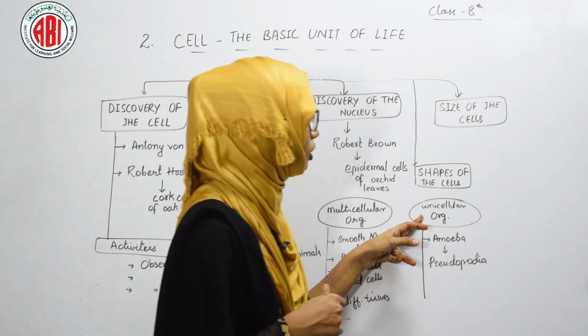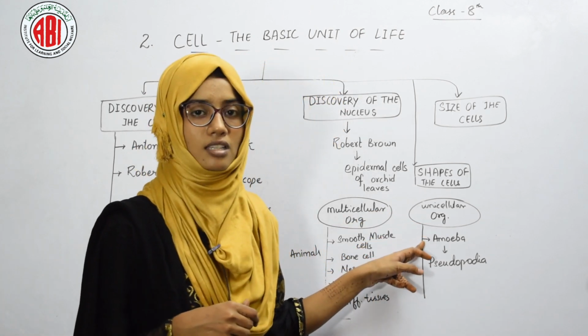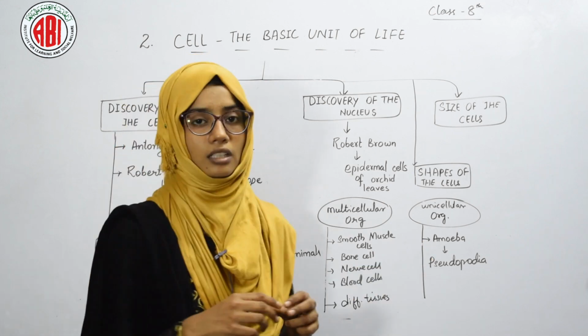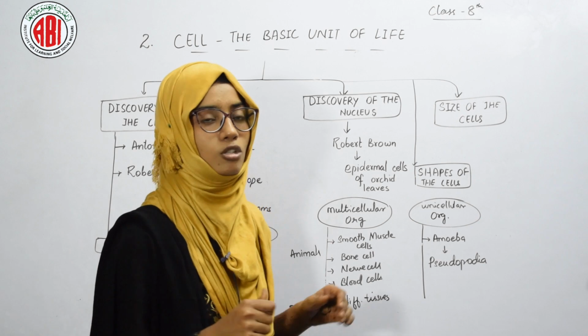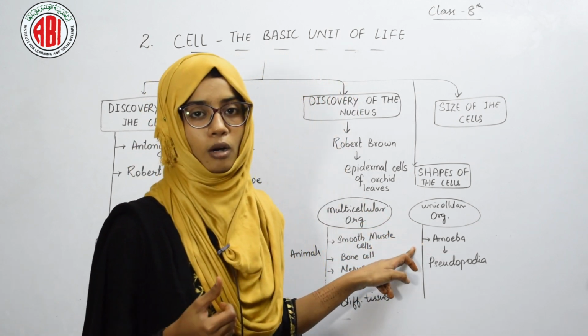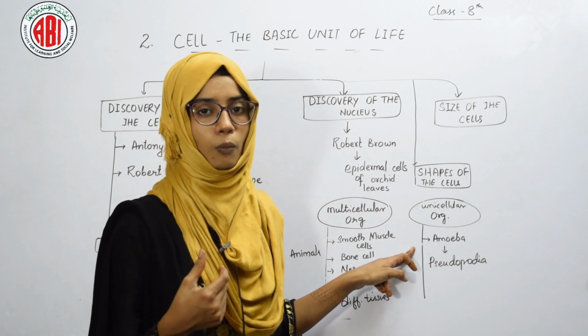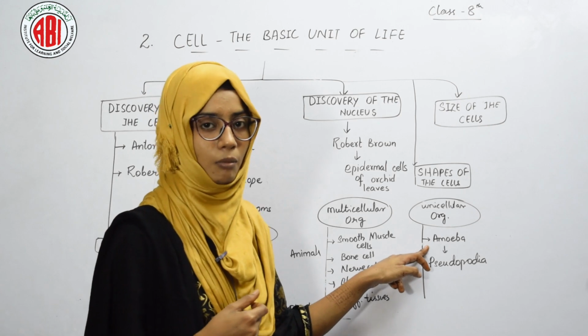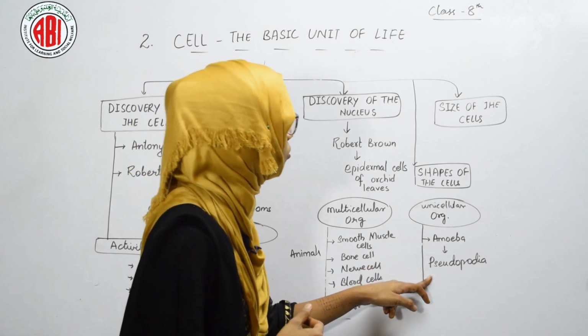When we studied unicellular organisms, we took the example of amoeba, and we learned that amoeba shows extensions of its cell membrane to engulf the food which is present outside, and also to perform locomotion. That means to move from one place to another place. It shows extensions of the cell membrane. Those extensions are called pseudopodia.